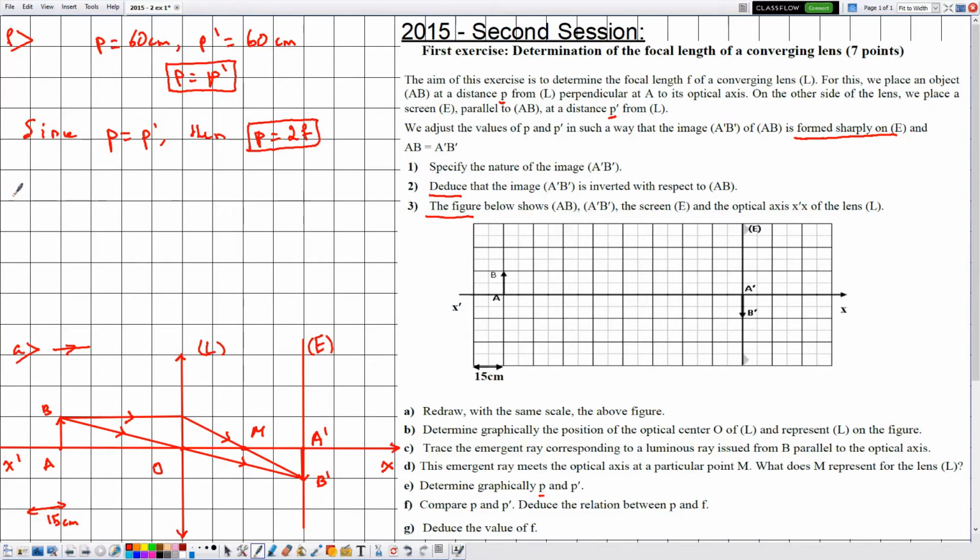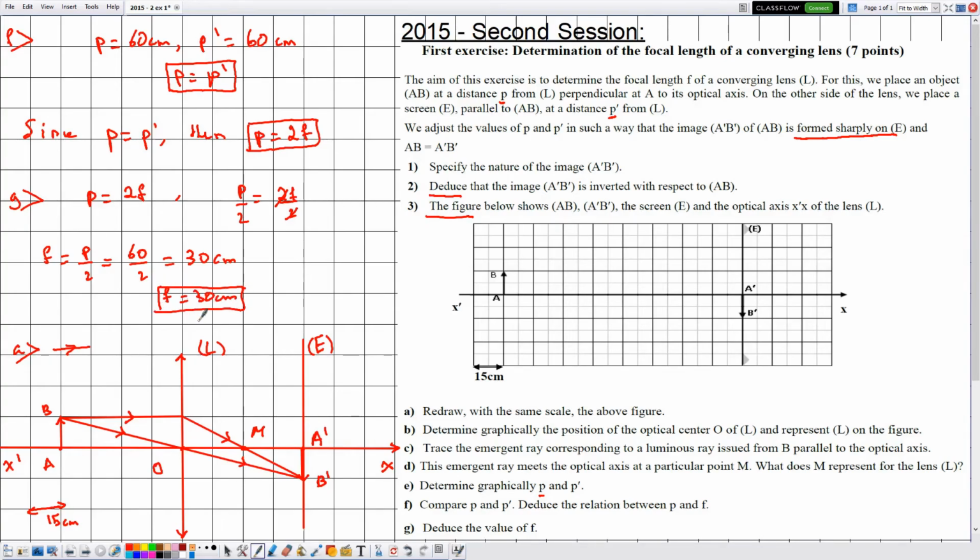And now in part G they are telling me to deduce the value of F. The word deduce means that I need to use the part just before, which is part F, and in part F we have proved that P is equal to 2F. And we know that the value of P is 60 centimeters. Therefore, if we divide both sides by 2, we get that the focal length is equal to P divided by 2, and the value of P is 60. Therefore, F is equal to 30. Since P is in centimeters, the value of F will be in centimeters. So F is equal to 30 centimeters.